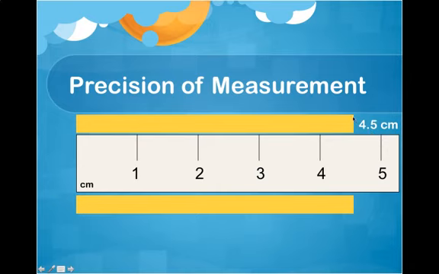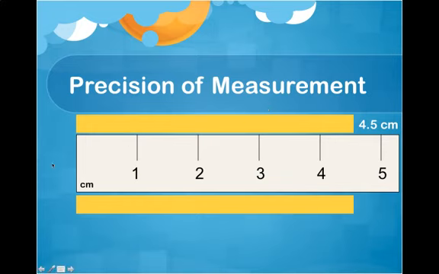Now, someone looking at this measurement may say, oh, that's not 4.5, maybe it's 4.4. Well, that last estimated digit could be different depending on the observer that's actually making the measurement. And that's okay if that last digit is different, because scientists understand when we look at measurements, the last digit is always an estimated digit.